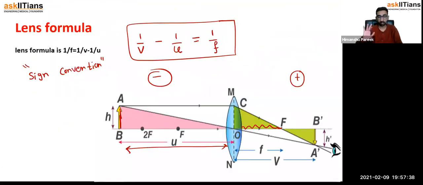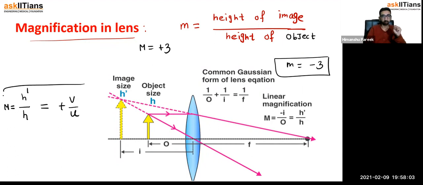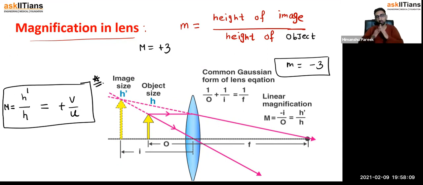Now, if I talk about this, then what will happen? What will be the relation between the height of image, which is h prime, divided by the height of object, which is h? So magnification is equal to h prime over h. In the case of mirrors, it was minus v by u. Here it is plus v by u. That is the only difference here.